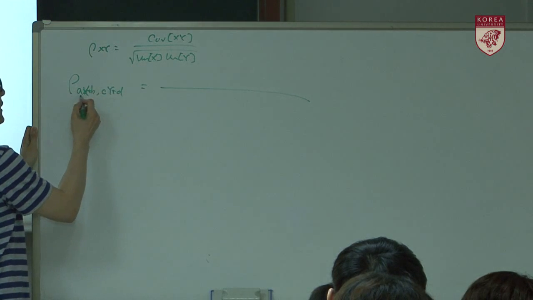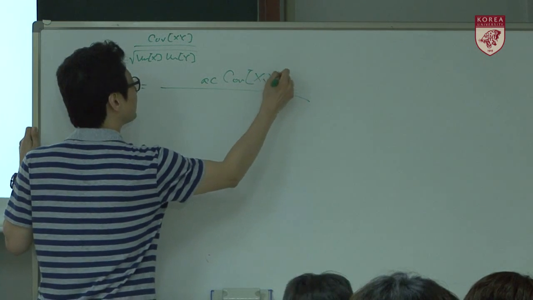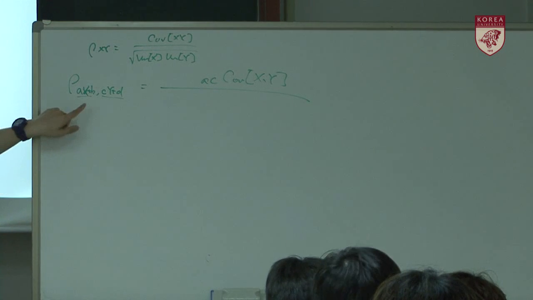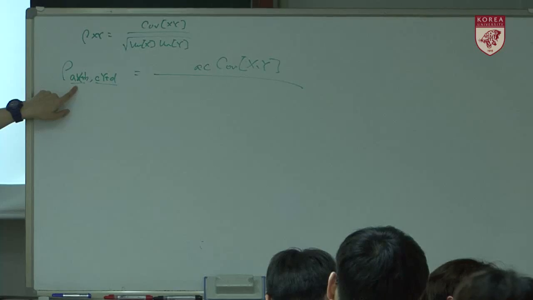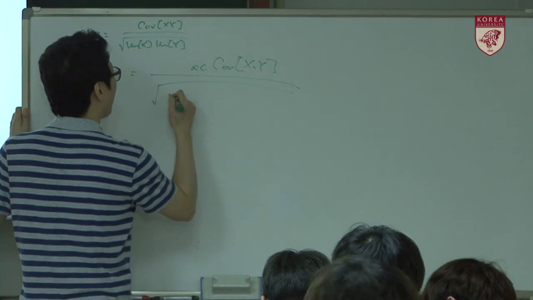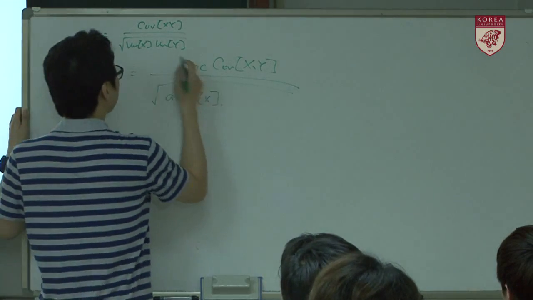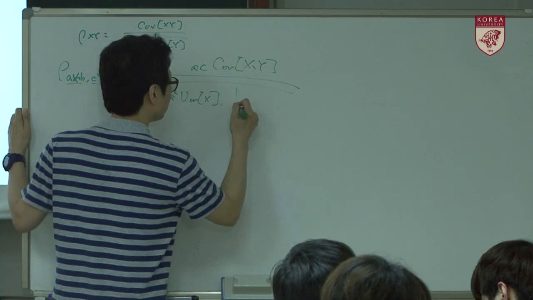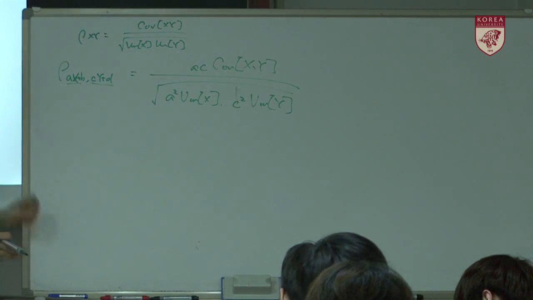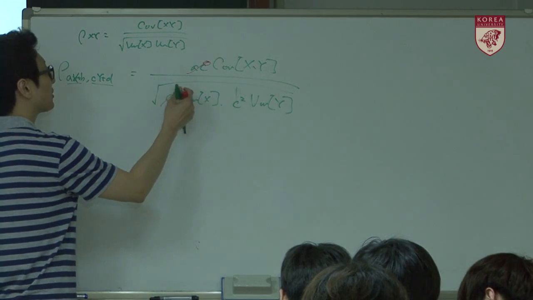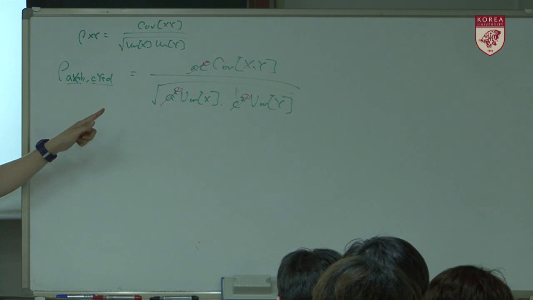First, the covariance of this one and this one is given as ac times the covariance of x and y. And how about the variance of ax plus b? That is a squared times the variance of x. And also, in the y case, this is c squared times the variance of y. So here, ac is cancelled by a squared and c squared. The remaining stuff is just the correlation coefficient of x and y.